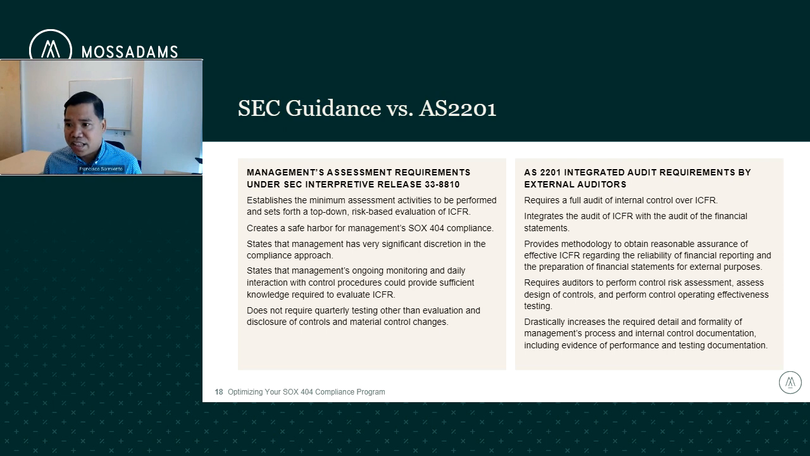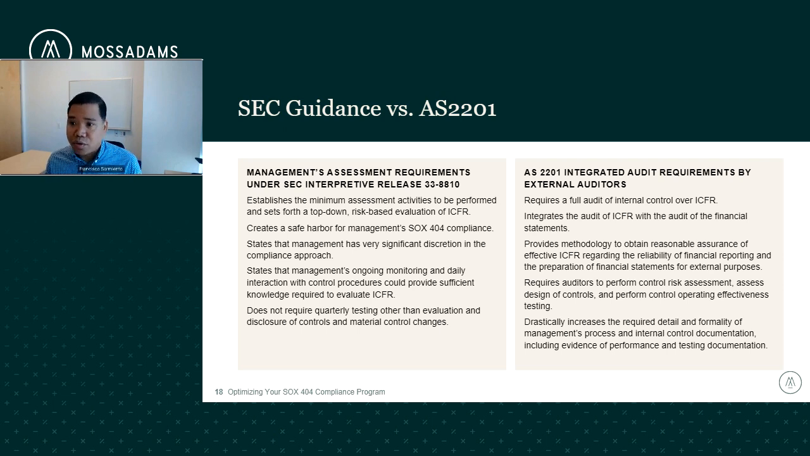If you're familiar with auditing standards before, this is the guidance issued by the PCAOB to basically give prescriptive rules to the external auditors of what they should be doing when they're assessing internal controls. So management assessment under SEC interpretative guidance is very principle-based. When we go to the PCAOB standards, it's very, very rule-based. It's very, very prescriptive and specific of what the external auditor has to do in assessing internal controls.